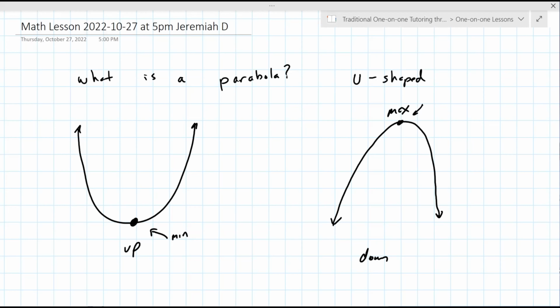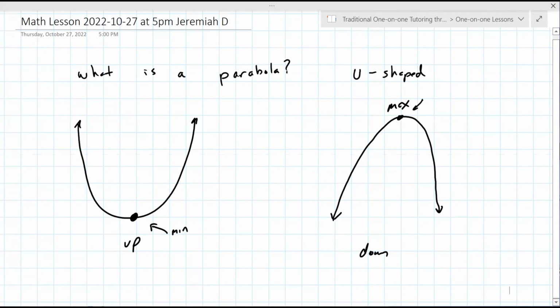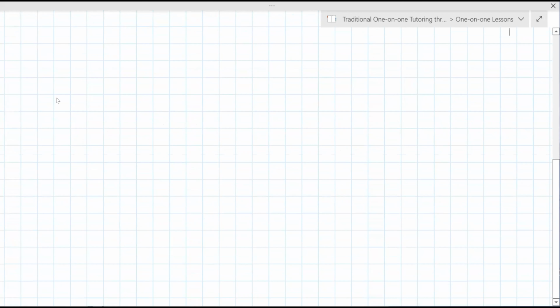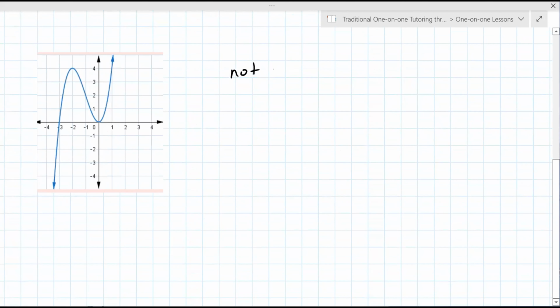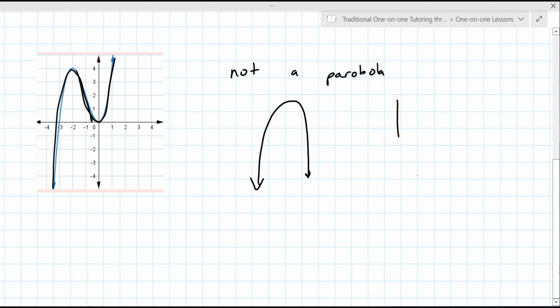All right. So let me show you some that are not, so that you can get an idea of what is not. So the following are not parabolas. Okay, this is not a parabola. Can you tell me why this is not a parabola? It's not a straight U. Yeah, it's not a U. I mean, that's the easiest way. Like this first part's a U, but then this other part's a U, but it has to either open down or has to open up.